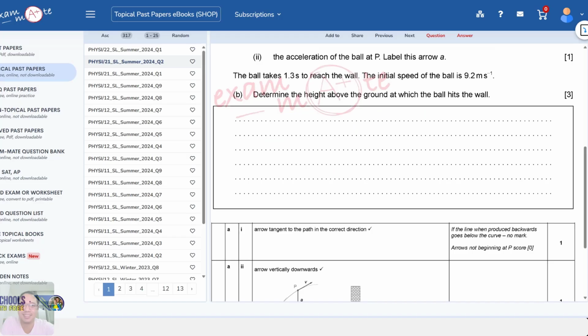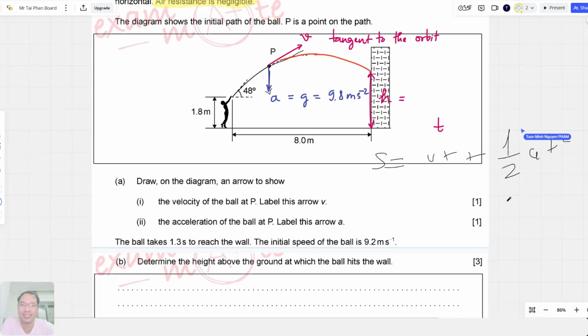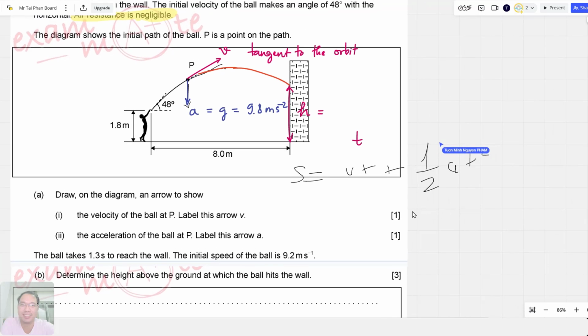We know that the distance between the person and the wall is 8 meters. We know the initial velocity. And I think we know the acceleration. So we can find time. So we can cross this whole thing out and just do this one: S equals ut.